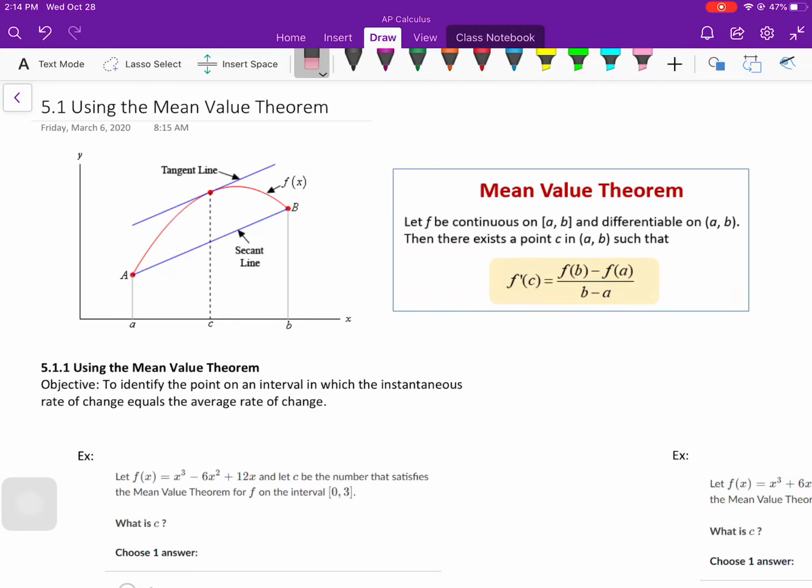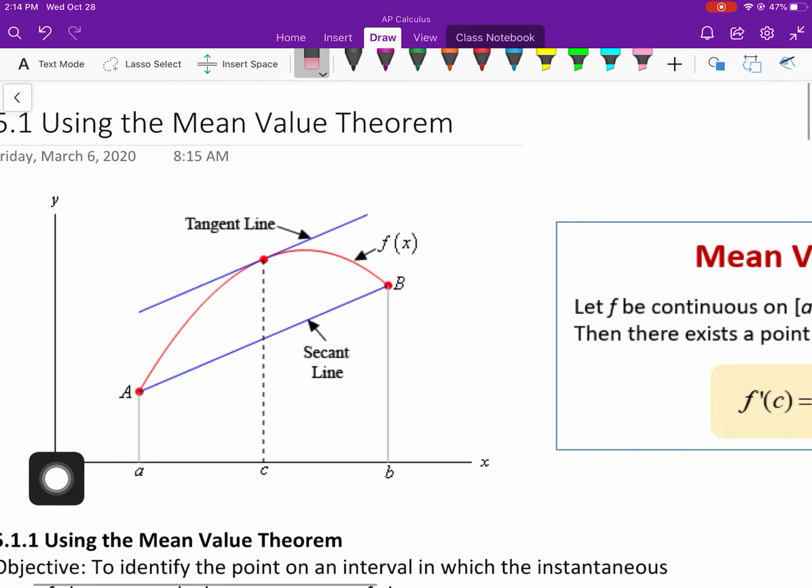The mean value theorem, simple theorem to remember. You just got to remember mean is average rate of change, really big part about it. So the main idea is that somewhere in an interval, if our function is continuous and differentiable, the next section is really going to emphasize that it needs to be continuous, it needs to be differentiable, it needs to be both those things.